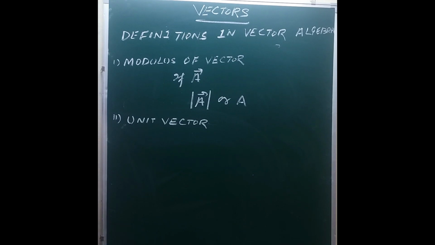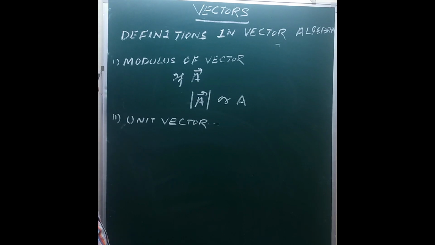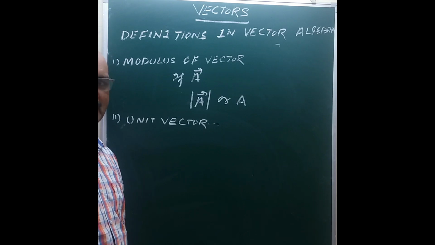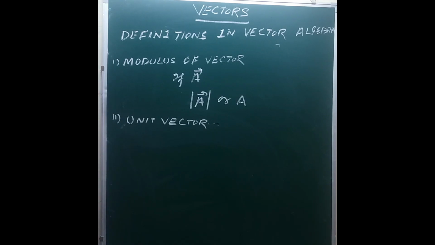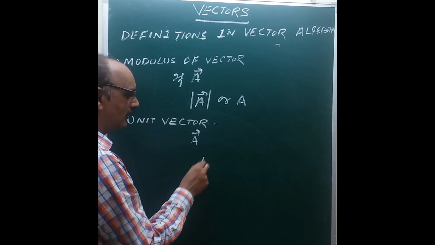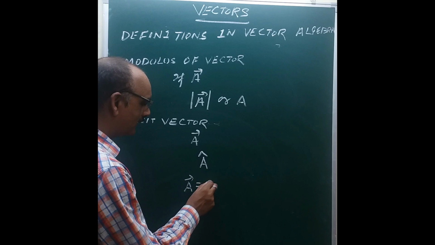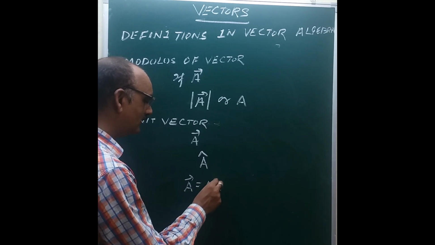Second one is unit vector. Again, I am going to remind you that a vector has magnitude and direction. Those vectors which have unit magnitude and have direction are called unit vectors. If there is a vector A, then its unit vector is represented by A cap. Clear? And this A cap will give the direction of vector A. Now, this vector A has magnitude A and direction A cap.